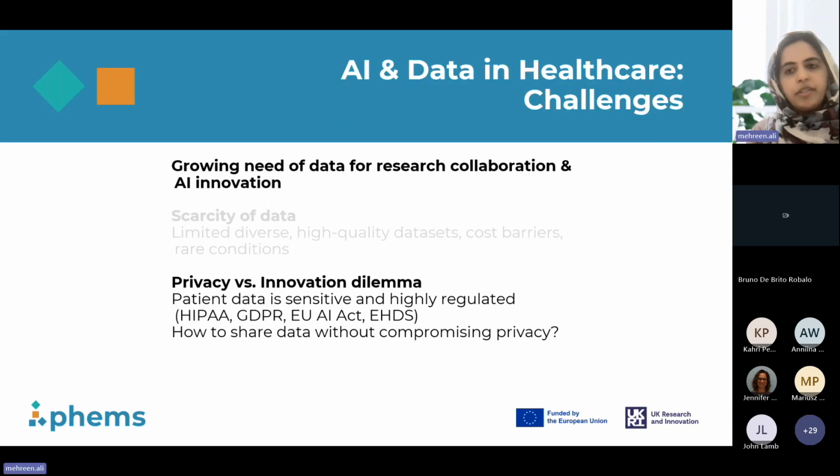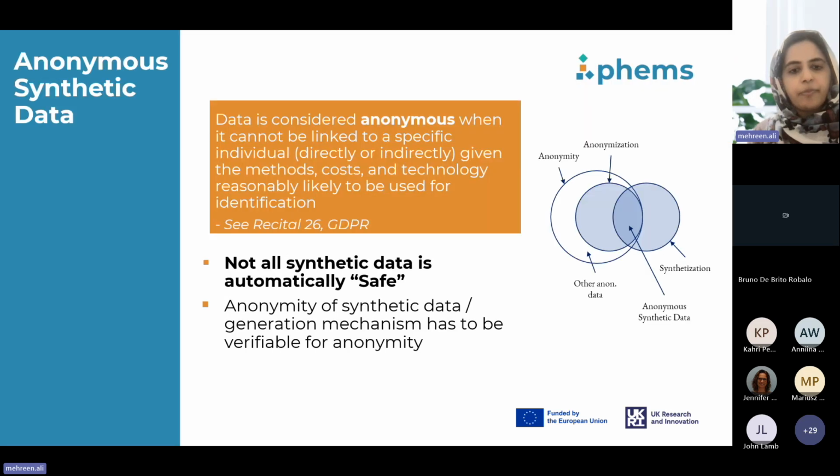Now, if you remember one of my initial slides where I was talking about these challenges with data and AI in healthcare, let's look at the privacy and innovation dilemma, since we are in the healthcare field and privacy is an important aspect of it. To understand the anonymity concept, let's look at the GDPR recital 26 definition that specifies that data is considered to be anonymous only if identification is no longer possible given current technologies and costs.